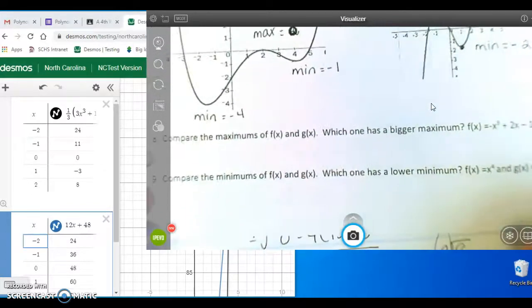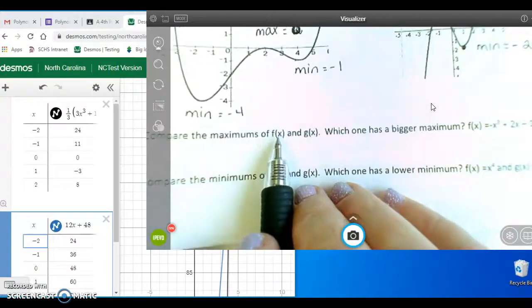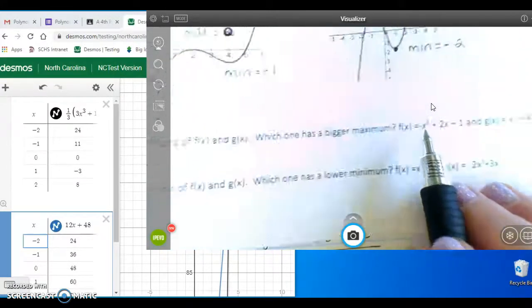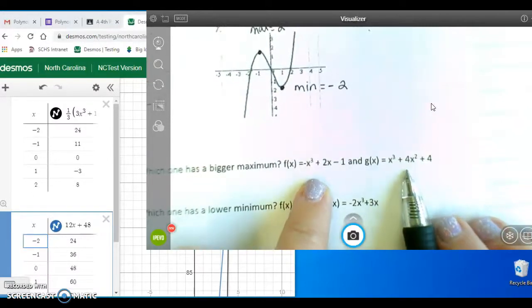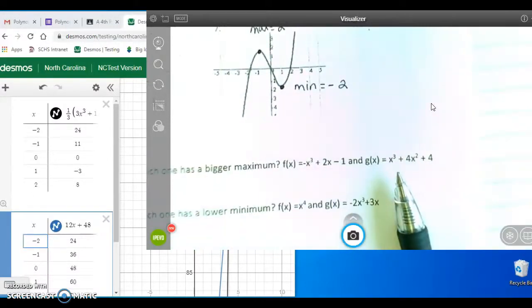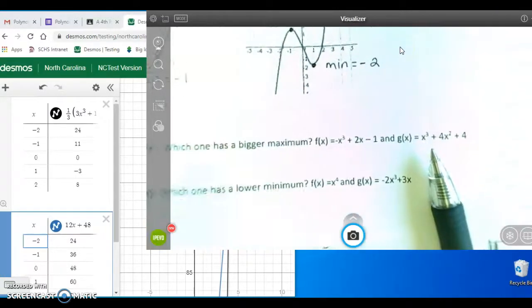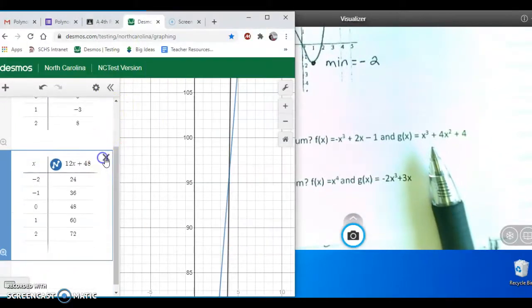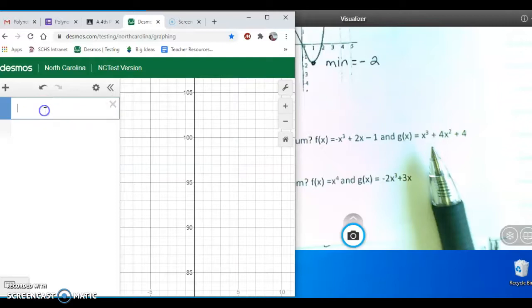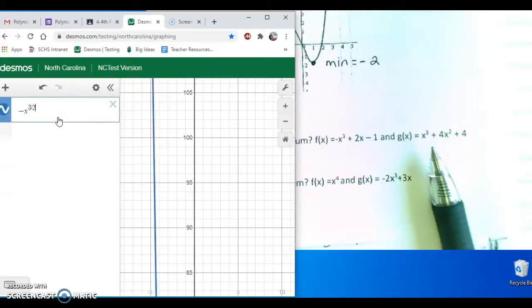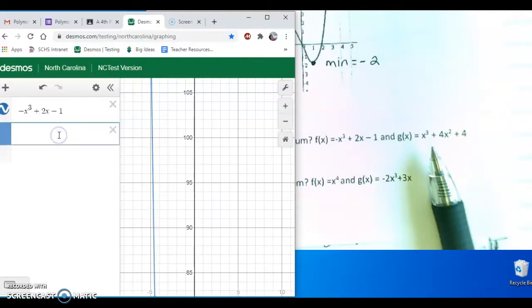Alright, and then the question here says, compare the maximums of f of x and g of x. Which one has a bigger maximum? What it wants me to do is graph these two and figure out which one has the bigger maximum. So again, we're going to Desmos and we're going to graph that. So we have -x³ plus 2x minus 1. And we also have x³ plus 4x², I think that's squared, plus 4.